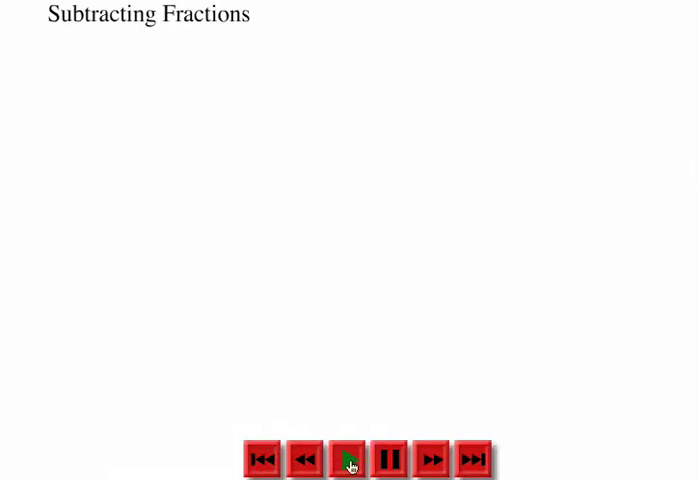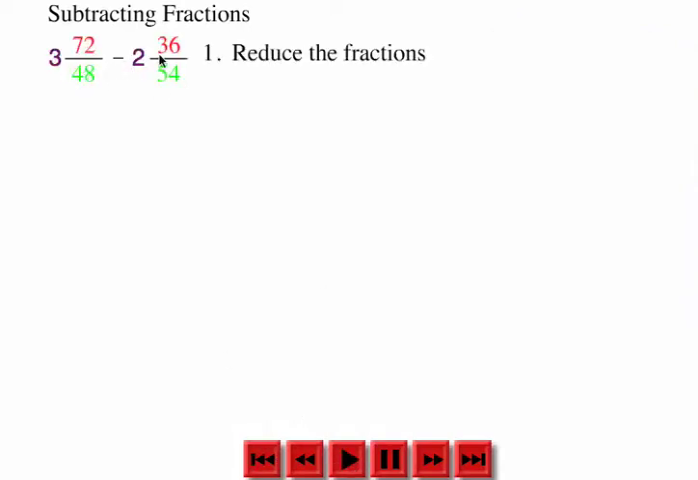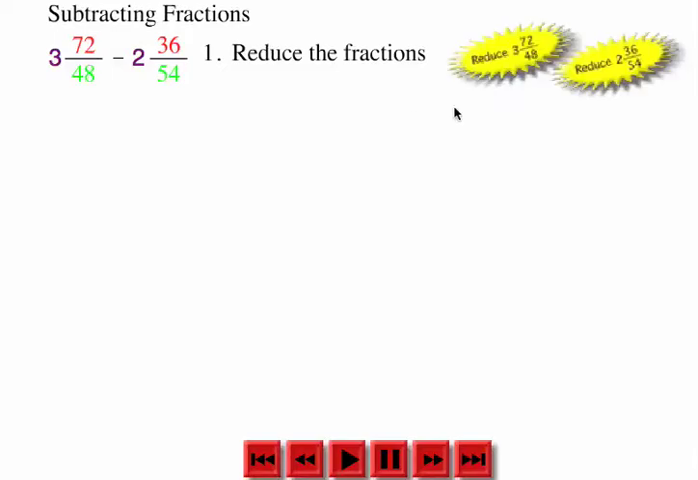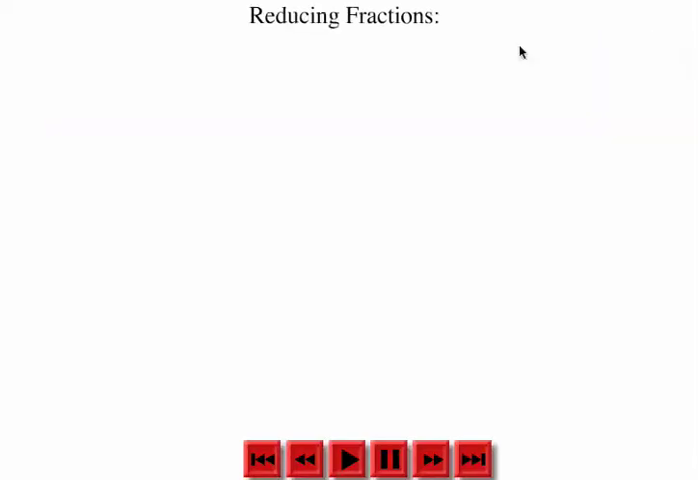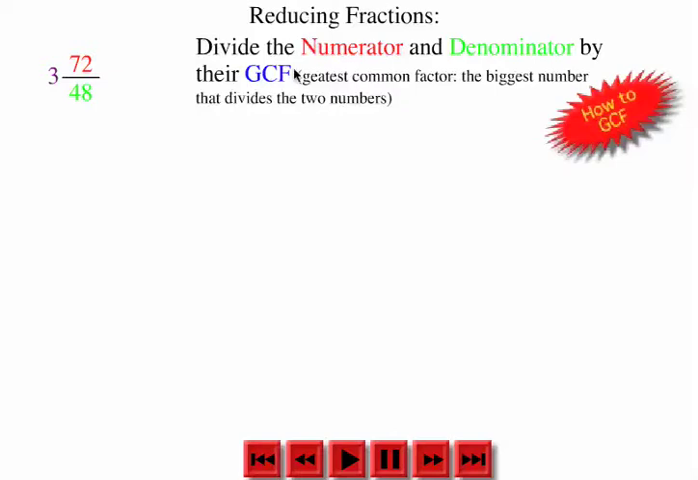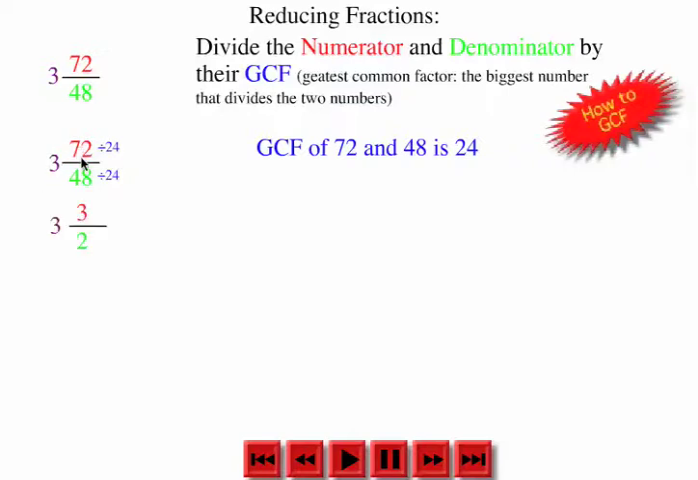Okay, we're subtracting fractions, and so 3 and 72/48 take away 2 and 36/54. So step one is we want to reduce the fractions. So 3 and 72/48 is, what you want to do is divide the top and bottom once again by the greatest common factor, which is 24. So we divide the 72 by 24, and we divide the 48 by 24, giving us 3 and 3/2.